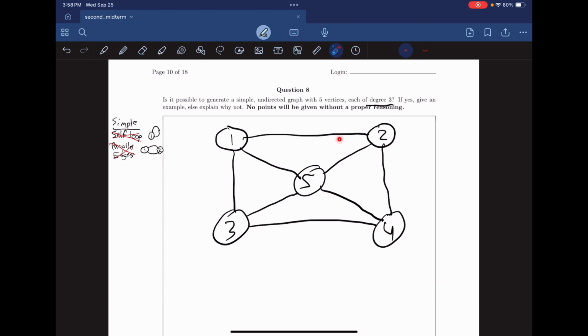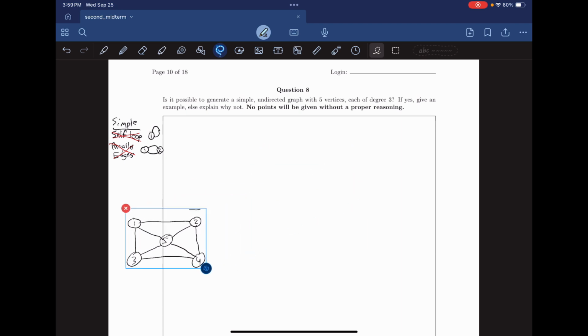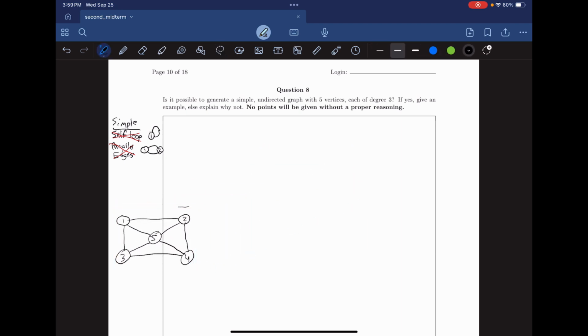You can keep making examples with your 5 vertices, trying to get to degree 3 over and over again. Eventually you may be able to convince yourself that you don't know if this is actually possible. And you'd be right. A simple undirected graph with 5 vertices each of degree 3 is not possible. But the trick to this question is figuring out how to explain why that is. So I'm going to minimize this, and we're going to talk about why this situation is impossible to achieve.